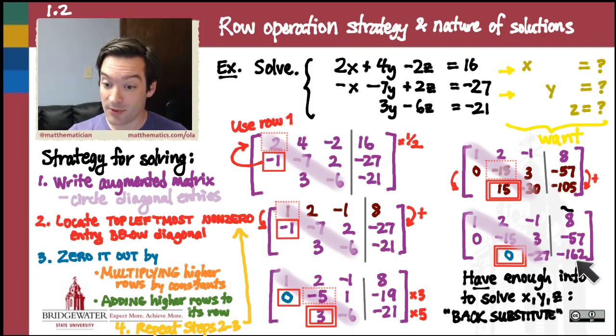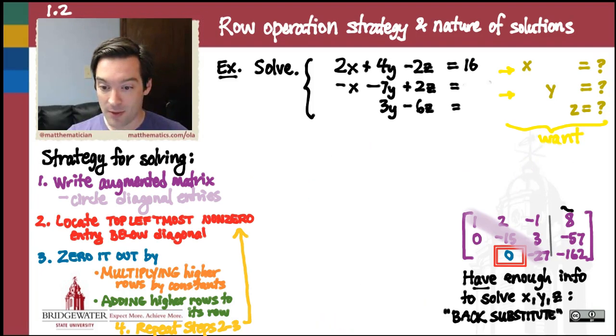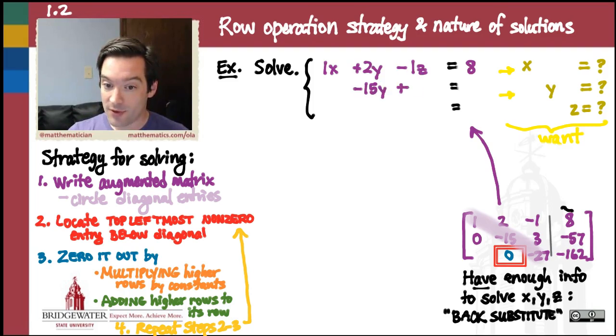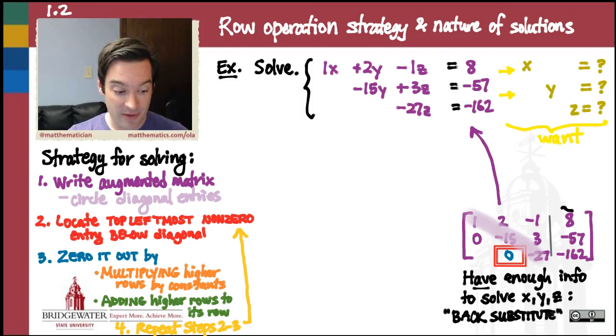Negative 27z equals negative 162. And once we have a value for z, we can then back substitute that z into the previous equations and eliminate the z from the first two equations, solve for x and y. Let's take a look at what that looks like. To do that, we're going to cross back over the river from augmented matrix form back to equation form. If I do that, my new system is 1x plus 2y minus 1z equals 8, negative 15y plus 3z equals negative 57, negative 27z equals negative 162.